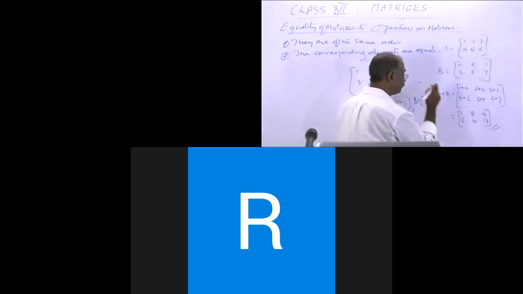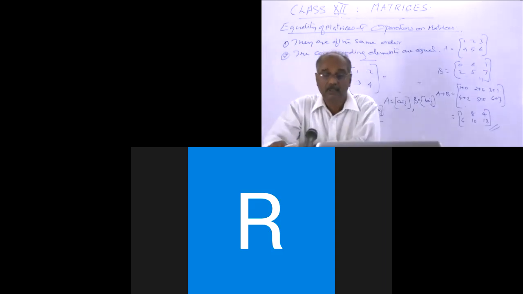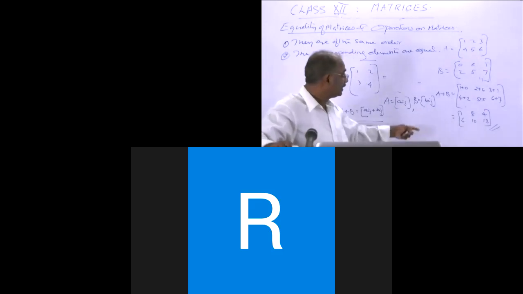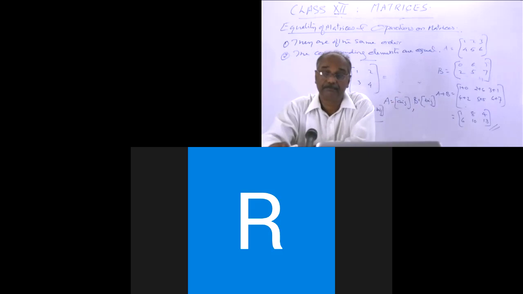So this is the way in which two matrices are added, by adding corresponding elements.